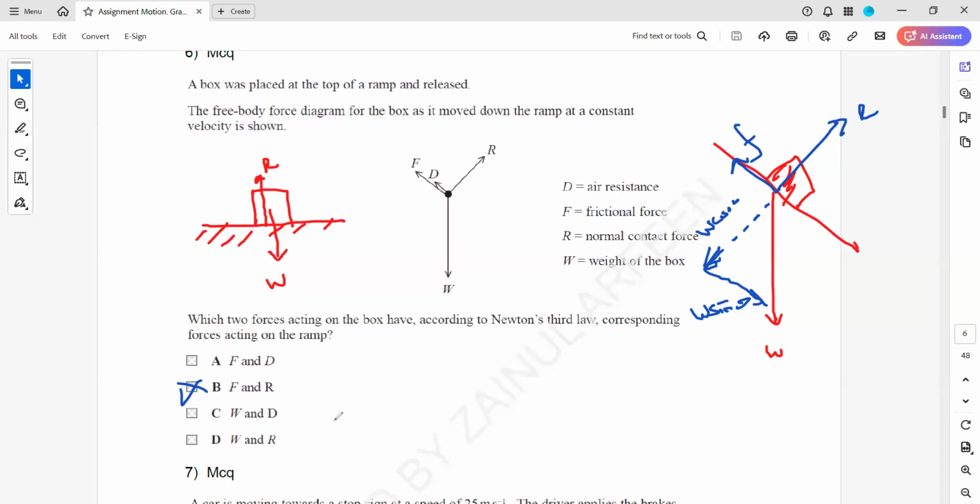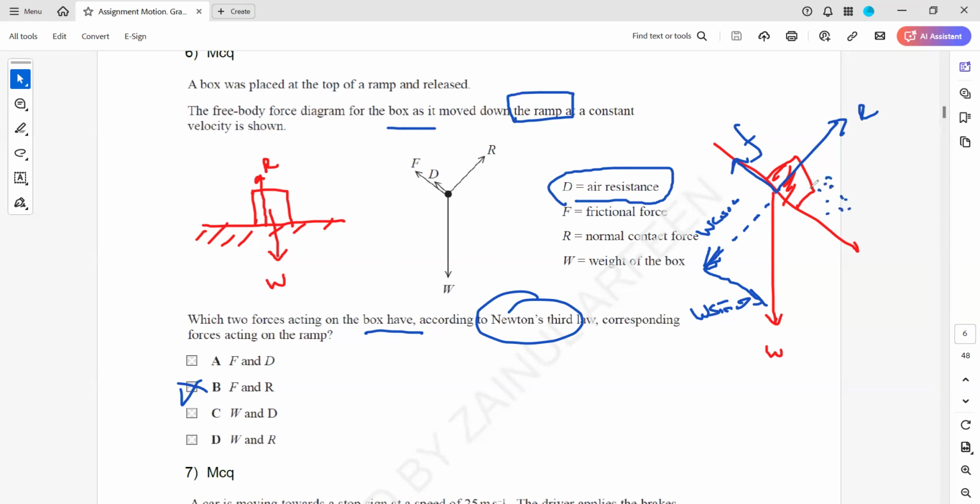Won't it be F and D and R? No, D is the air resistance. If you read the question, they mention two forces acting on the box according to Newton's third law, and because it is according to the ramp, we need a free body force diagram for a box which is moving on the ramp. With reference to the ramp, air resistance is not because of the ramp. Air resistance is because of the air. The box is applying force on the air, and the air will apply force in the opposite direction. So that's why D is ignored here. D is not considered.